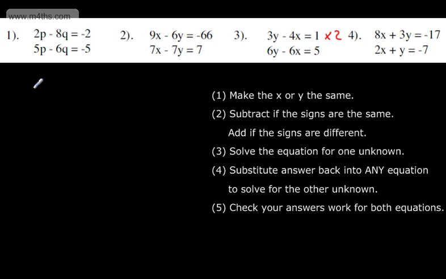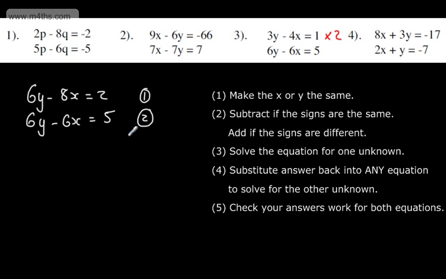So what I'm going to have then is 6y minus 8x is equal to 2. And leaving the bottom equation, equation number 2, we've got this scenario, and that's going to be equal to 5. So equation 1 and equation 2. We can see that this is plus 6y and this is plus 6y. These are the same, so I'm going to do 1 minus 2. If I do that, I'm going to get 0. Minus 8x minus minus 6x is going to give us minus 2x. 2 minus 5 is going to give me now minus 3.